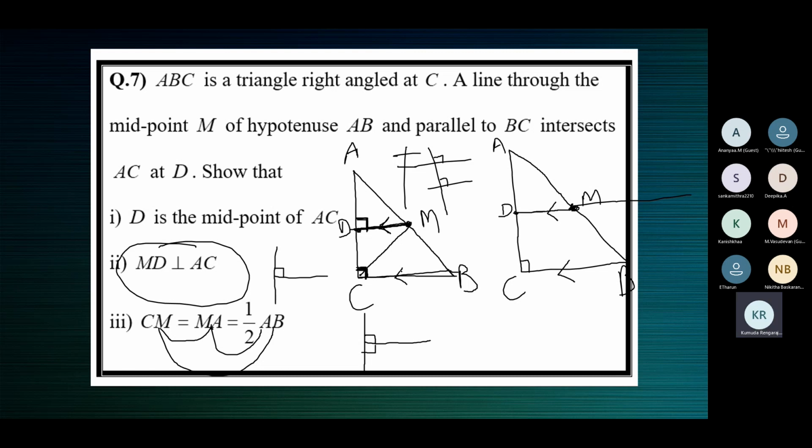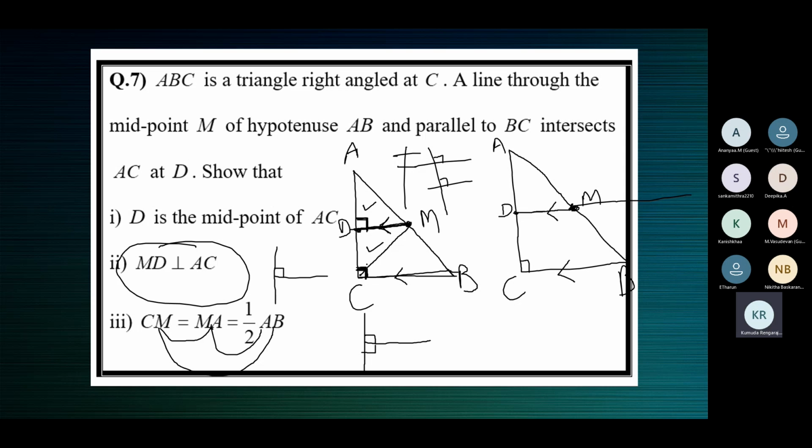Now, how do we show that CM is equal to MA? CM is a side of triangle CMD. MA is a side of triangle DMA. So prove that these two triangles are congruent. By CPCTC, you will have CM equal to MA. How to prove they are congruent is simple, so you should have understood yourself.